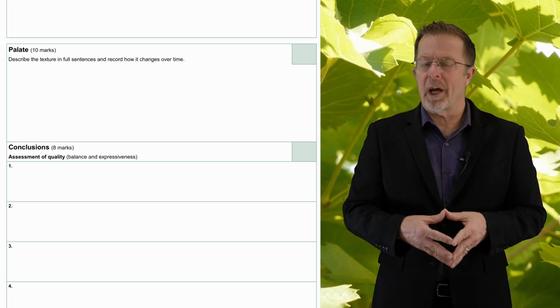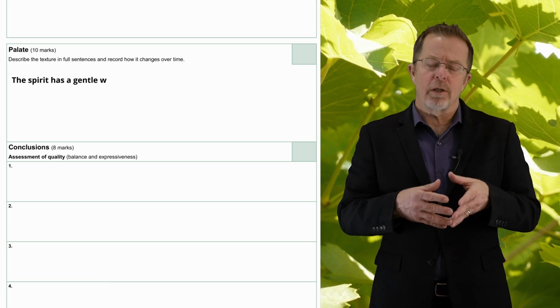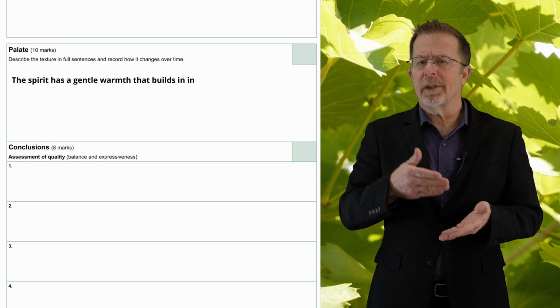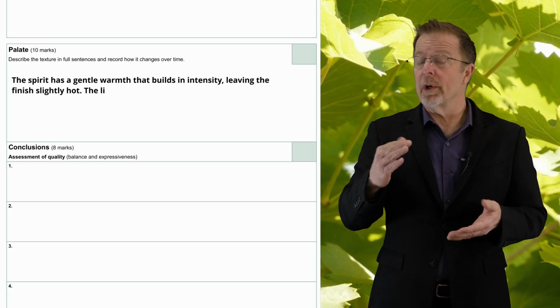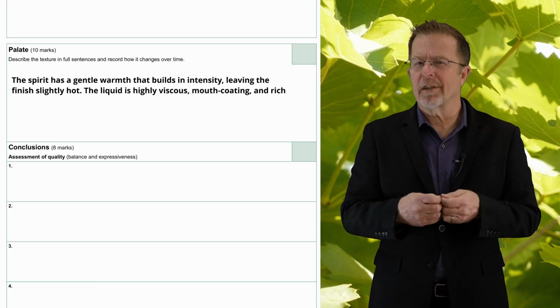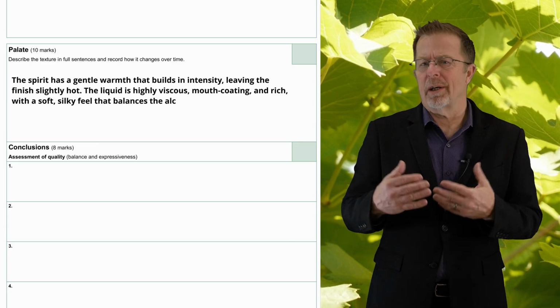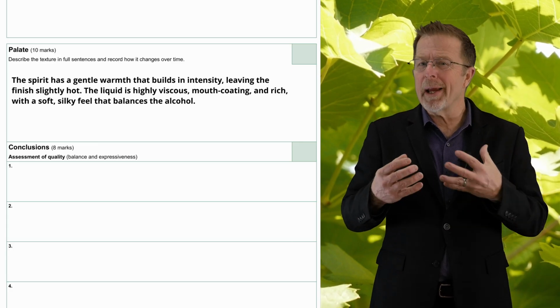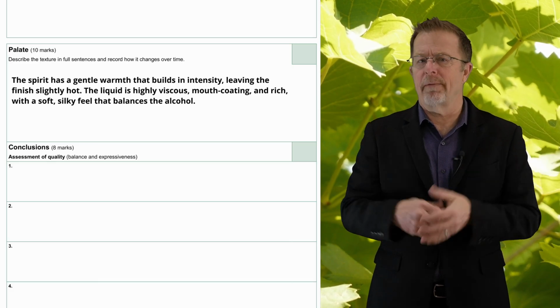A good texture note looks more like this. The spirit has a gentle warmth that builds in intensity, leaving the finish slightly hot. The liquid is highly viscous, mouth-coating and rich, with a soft, silky feel that balances the alcohol. Notice how it tells a story of how the spirit behaves in the mouth over time. This is our shape of a spirit.